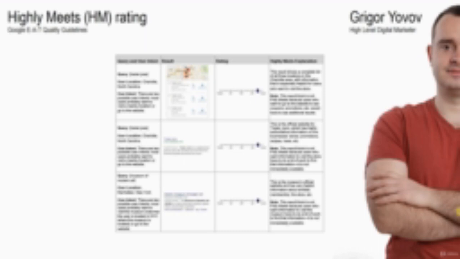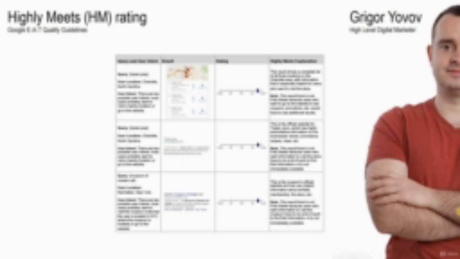The first one is the query Trader Joe's, from user location Charlotte, North Carolina. User intent, there are two possible user intents. Most users probably want to visit a nearby location or go to the website. And you can see the result with the map, and the explanation says that this result shows a complete list of all the locations in the Charlotte area with information that is especially helpful for users who want to visit the store.